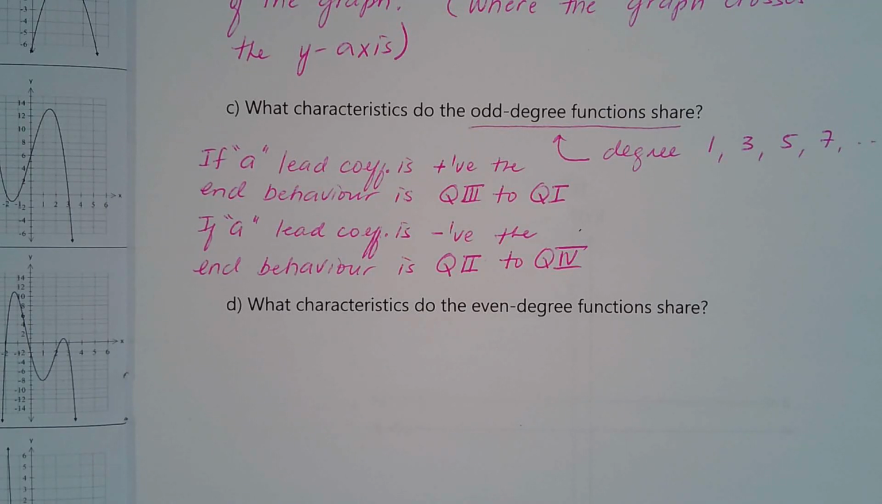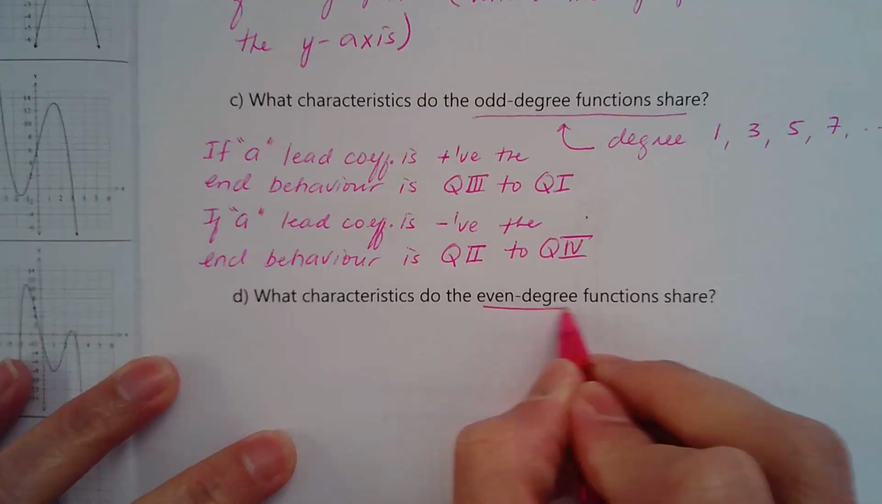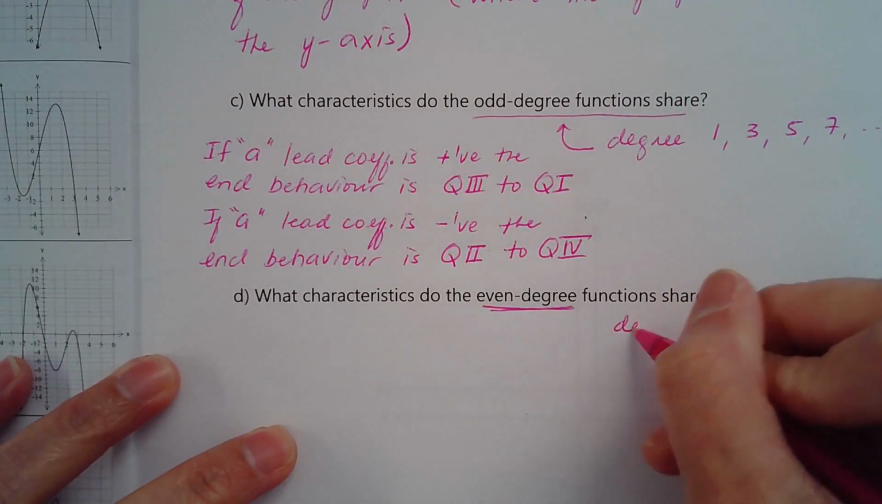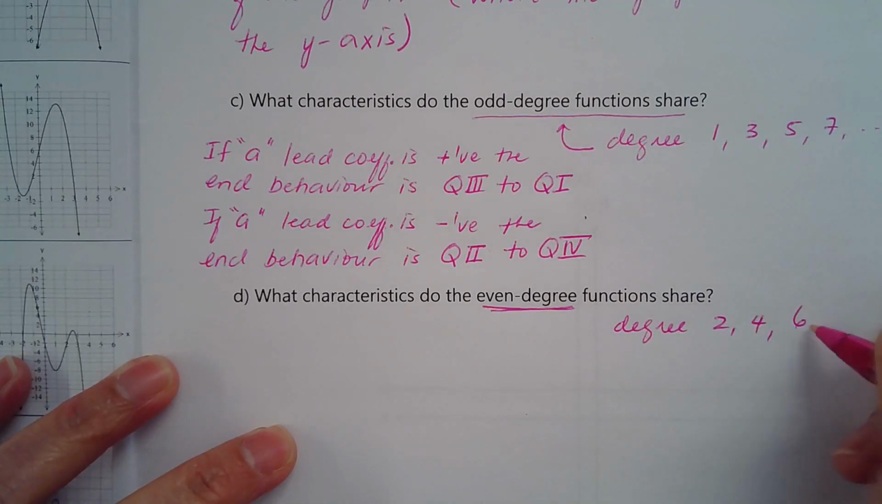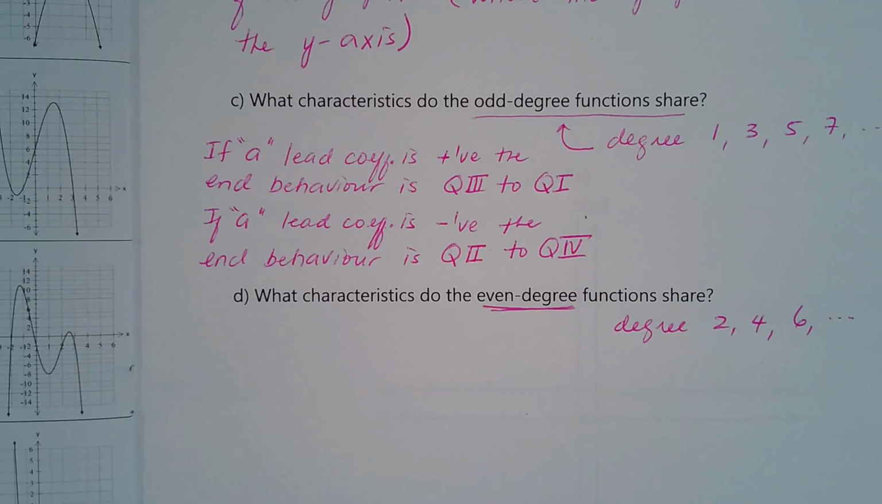Now let's take a look at the characteristics of the even degree. What's an even degree? It means degrees 2, 4, 6, and so on. What do you notice about even degrees?